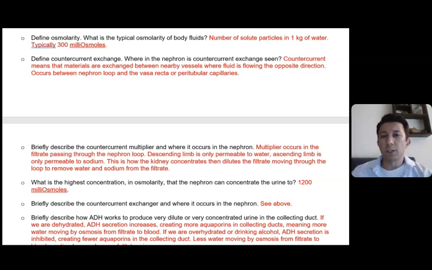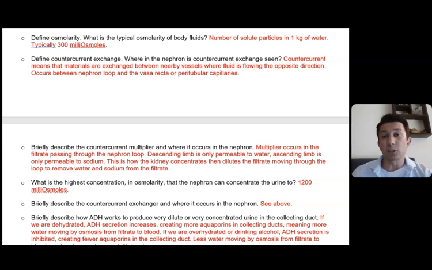We'll look at countercurrent exchange next and where it takes place. Countercurrent exchange, or just the term countercurrent in general, means that materials are exchanged between nearby vessels where fluid is flowing in the opposite direction. So you've got two parallel vessels, in the case of something like the nephron loop, for example. We have the descending limb and the ascending limb of the nephron loop. They're very close in proximity to one another, and the fluids in them are flowing countercurrent to one another, that is, fluid is flowing down the descending limb and up the ascending limb. So in those two nearby structures, we have fluid flowing in opposite directions.